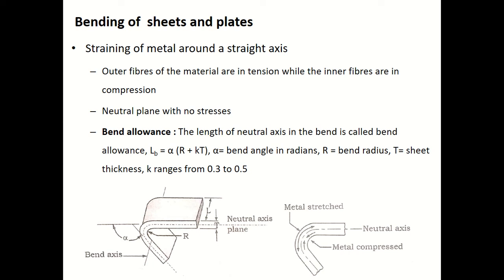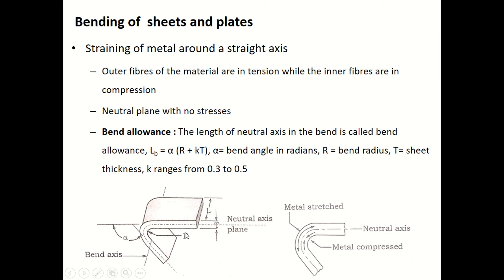So what do you understand by bending? Bending is defined as the straining of metal around a straight axis. You know what is meant by bending. By definition, this is the definition best suited for bending: the straining of metal around a straight axis. If you look at this diagram, this is what is happening during bending. This is how you can bend a workpiece or a part.